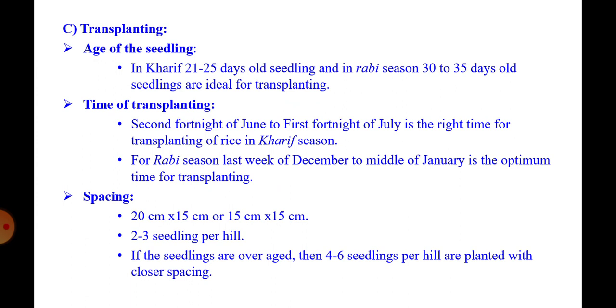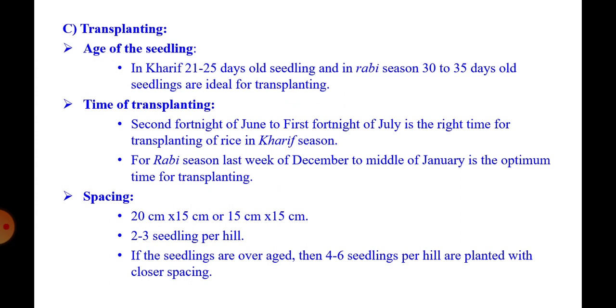Age of seedling. At the time of transplanting, seedlings should have 5 to 6 leaves and should attain a height of 12 to 15 centimeter. In Kharif season, 21 to 25 days old seedlings, and in Rabi season, 30 to 35 days old seedlings are ideal for transplanting.